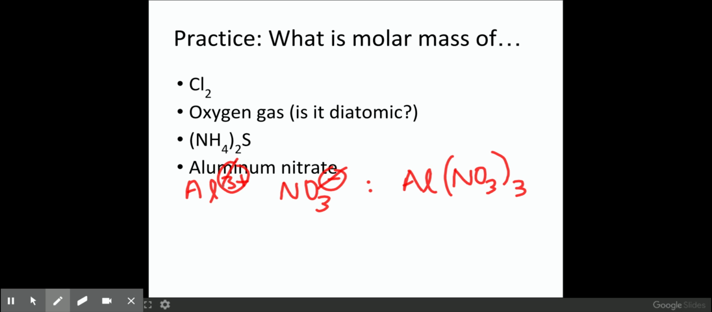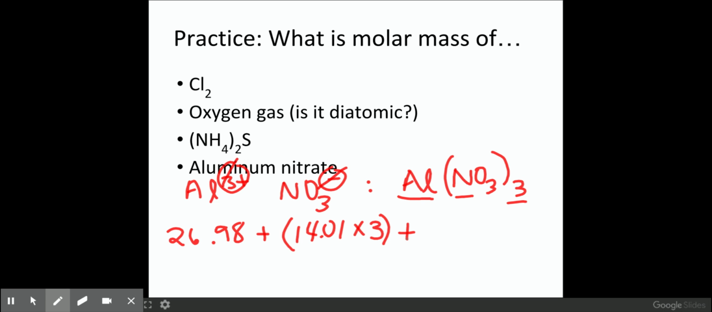So you're going to look on your periodic table. Let's start with the aluminum. That has a mass of 26.98, and there's only 1. So next, let's think about our nitrogens. Don't forget to distribute the 3 inside. So we take our mass of the nitrogen, but we have to times by 3. Next, for our oxygens, again, don't forget to distribute the subscript on the outside and multiply it by the one on the inside. So I take my mass of oxygen, which is 16 from the periodic table, and we're multiplying that by 9.